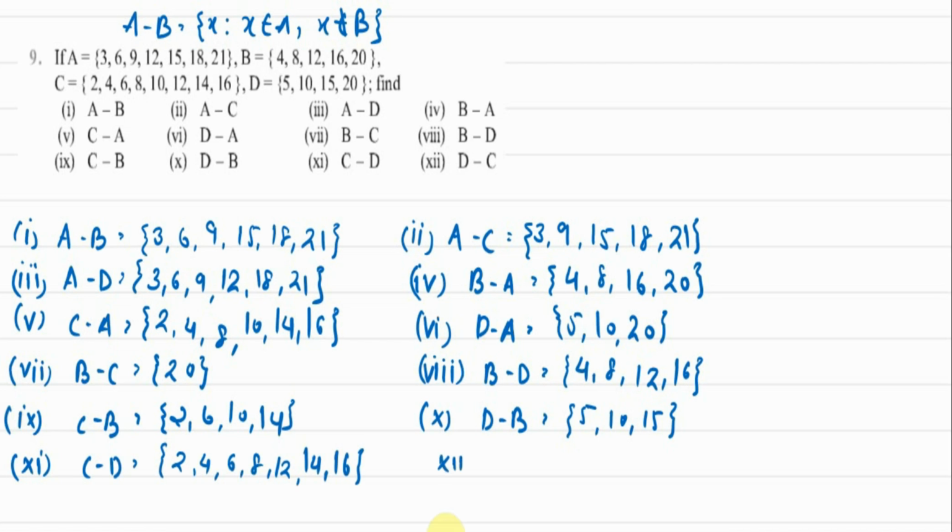12th part that we have is write down D minus C. That means all the elements of D which are not present in C. So this will be 5, 15 and 20. Because when we have 10 as an element of D, 10 also belongs to C. That is why we cannot write 10 as an element of D minus C. So D minus C will have elements 5, 15 and 20.